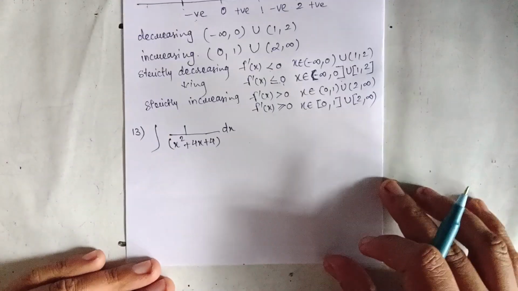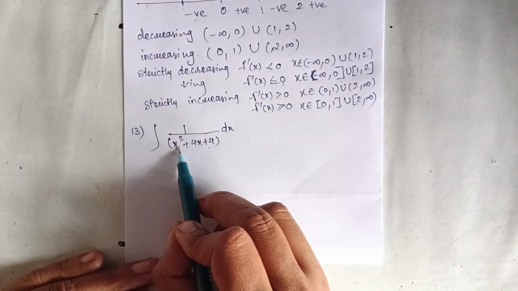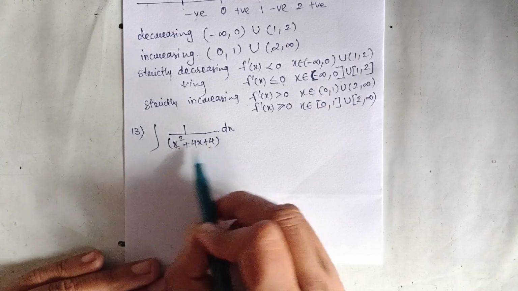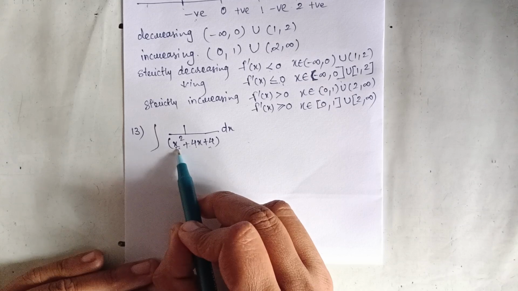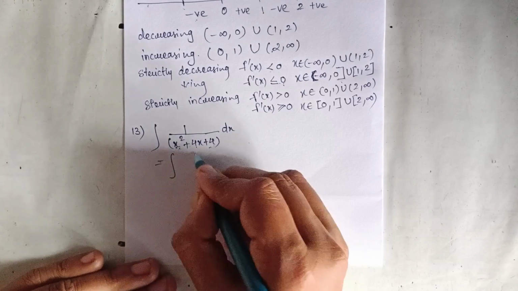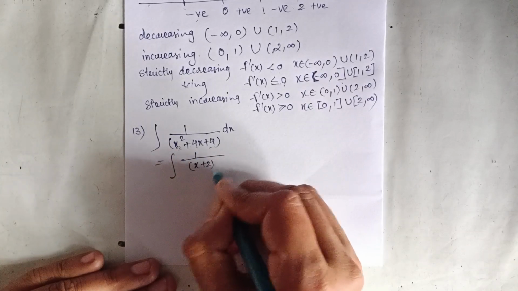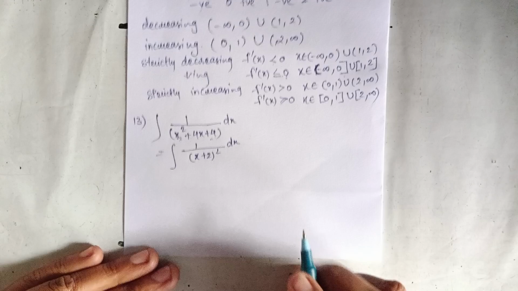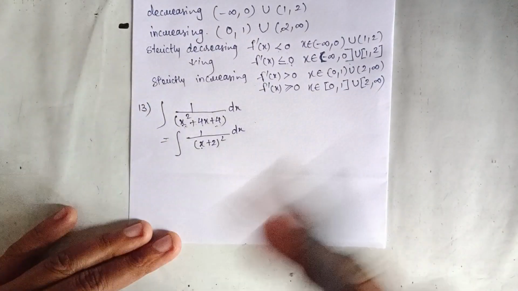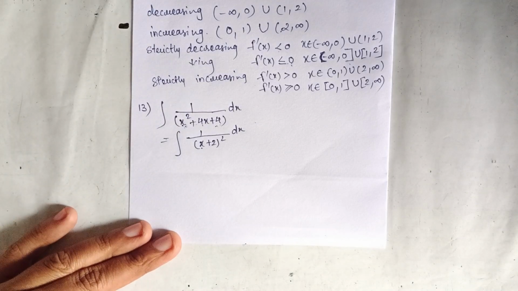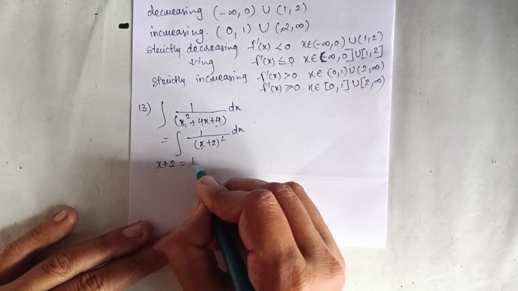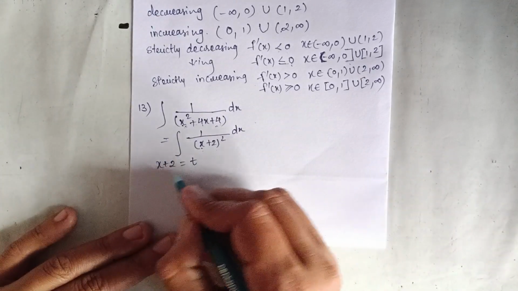Okay, so this is in the form x square, that is a square plus 2ab plus b square, correct? So our a square is x square and b square is 4. So b is 2. So we can write this as 1 upon x plus 2 the whole square dx. Okay. So there is no formula which involves 1 upon x plus a the whole square. So we can put this x plus 2 as t. By substitution you can do this.